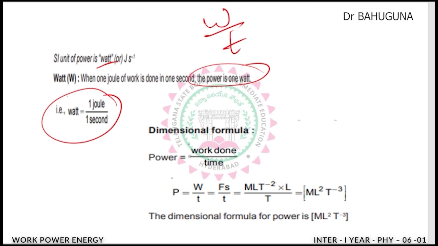Dimensional formula for power. Power is equal to work by time. It is equal to Fs by T. Force is MLT minus 2 into L by T. If you simplify, it is ML square T minus 3. Therefore, the dimensional formula for power is ML square T minus 3.